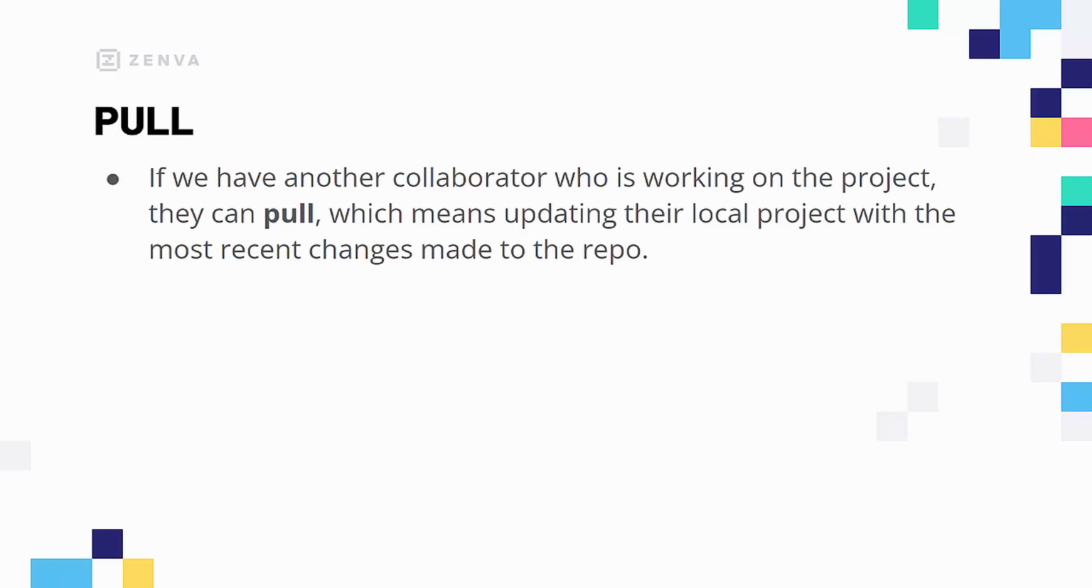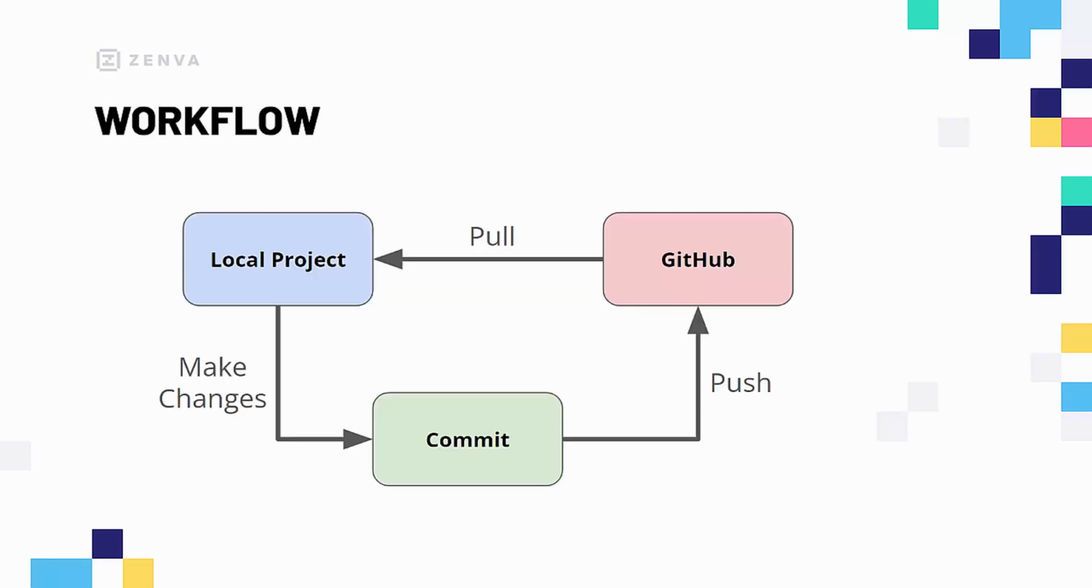They can then apply those changes, commit those changes, push them to the repo, and then you can sort of see how everyone is contributing, pushing and pulling in a workflow similar to this. So you have your local project, whenever you make changes, that gets applied to the commit, and then when we push that commit, those changes get applied to the main GitHub repo.